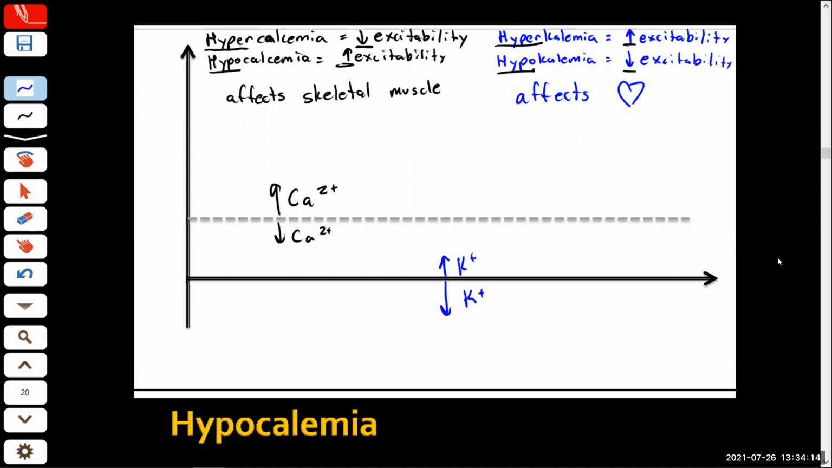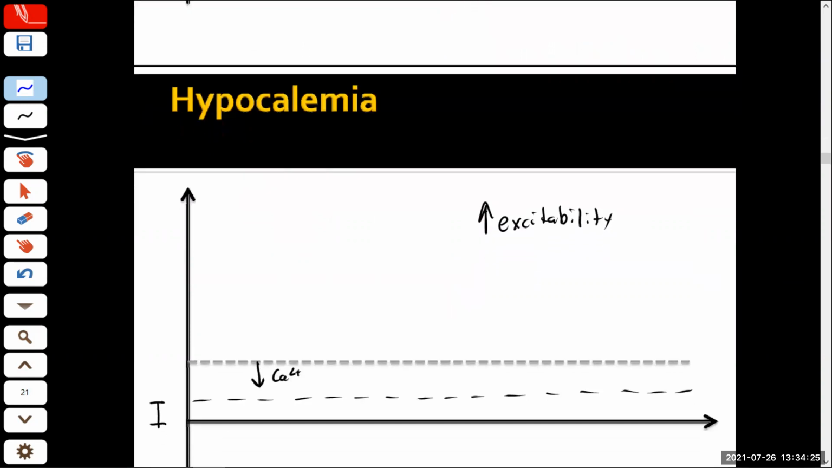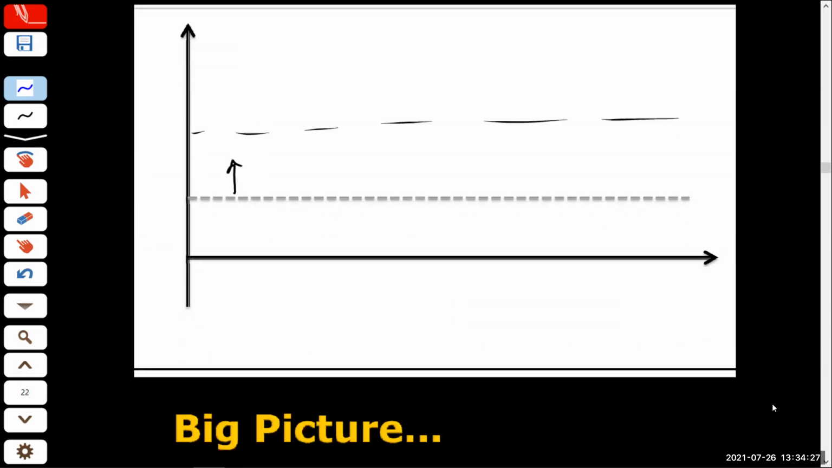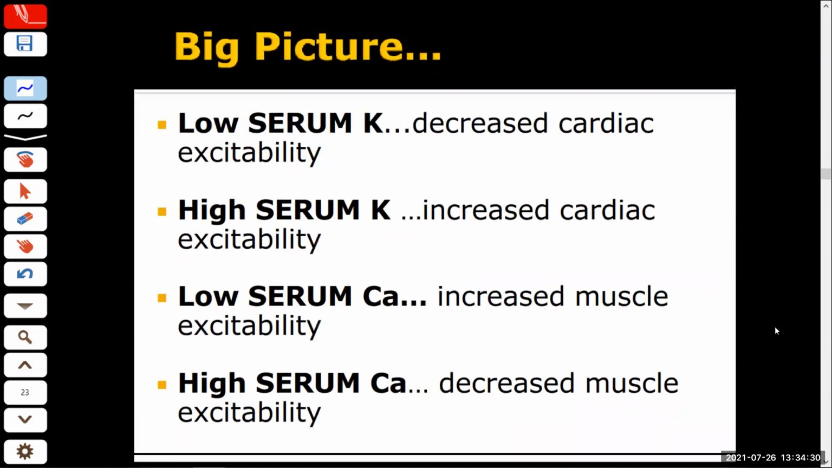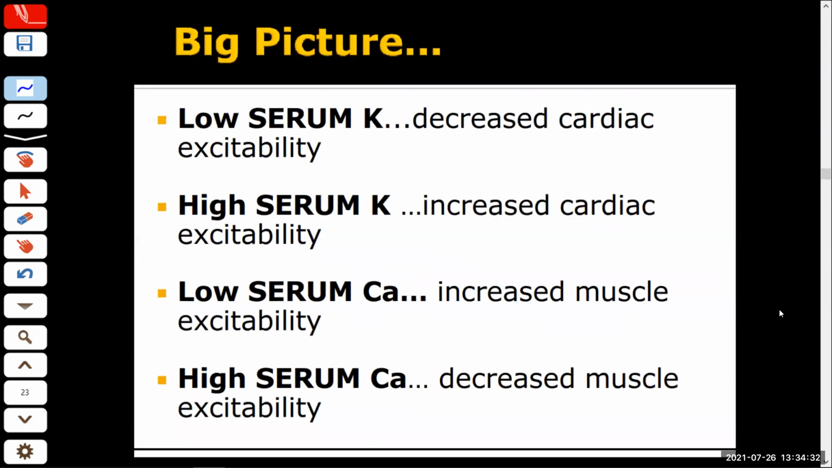How are we feeling? Good. Visualize this bit. Visualize the sodium moving water. All right, big picture. This is everything collected on one slide. Low potassium in the blood.